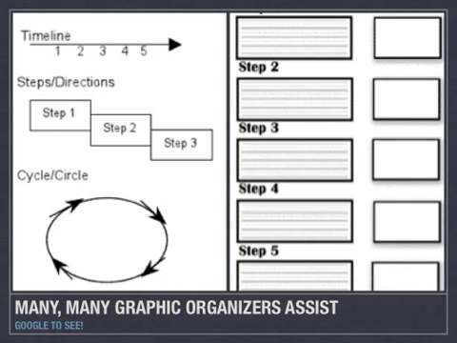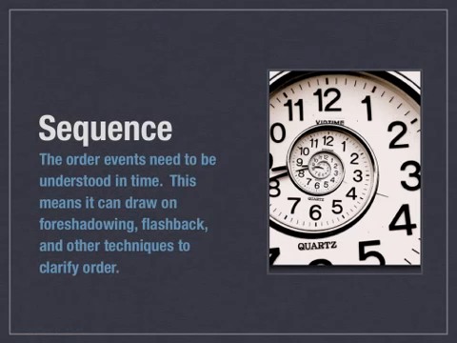Now we've just learned about chronological order, and now let's look at sequence. Sequence is a little bit different. Chronological order cannot deviate from a timeline, but sequence can. Sequence can tell and order events in the way it needs to be understood. That means it can draw on foreshadowing and flashbacks and any other technique to clarify order.